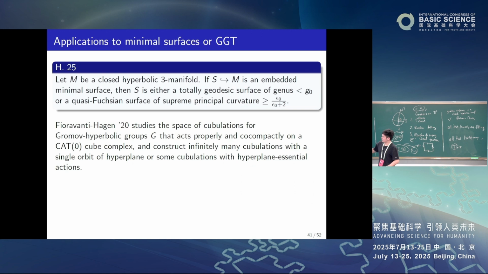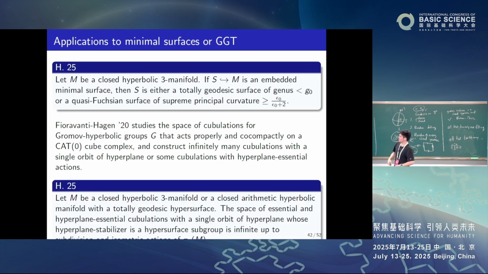And a corollary of my result is that, take this fitting surface, a single fitting surface gives you one cubulation. Moreover, it has this one orbit of hyperplanes property. Moreover, it's hyperplane essential. So I can have those nice things together, and moreover, the hyperplane stabilizer is a surface subgroup, so it's very concrete. So here it's just existence. You don't know what the hyperplane stabilizers are.